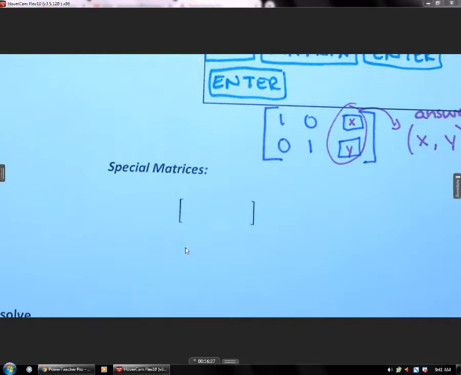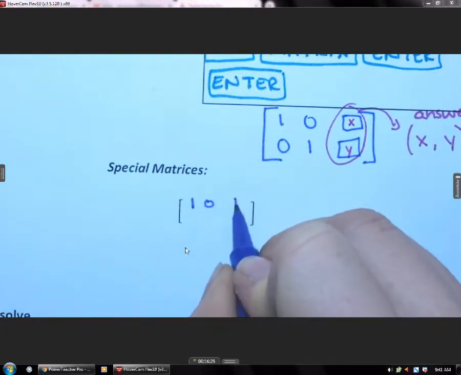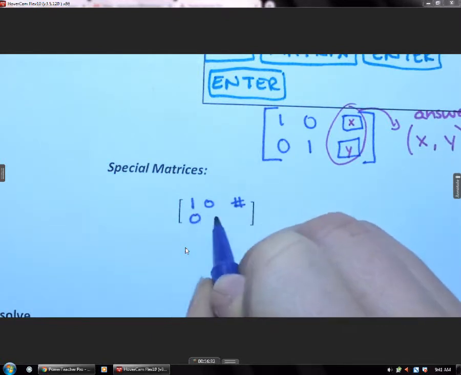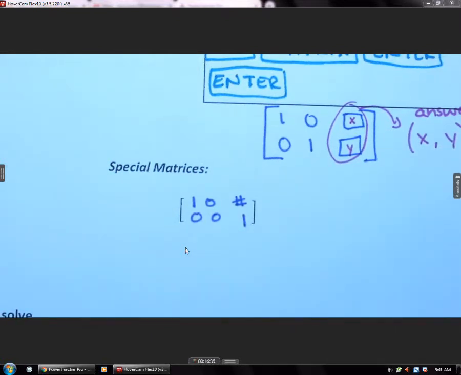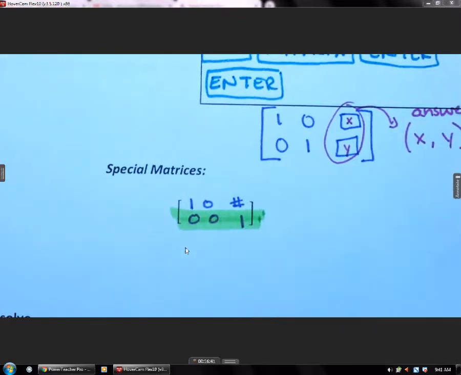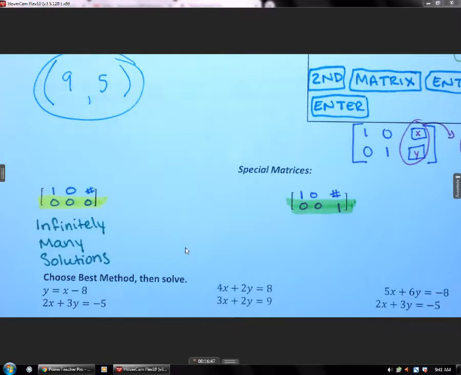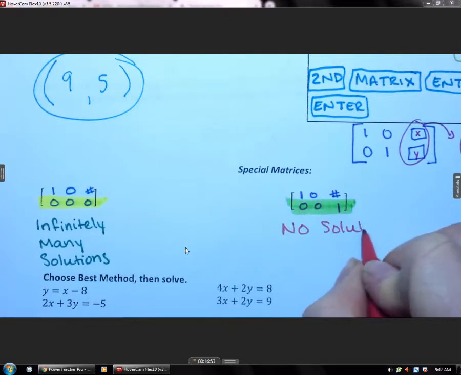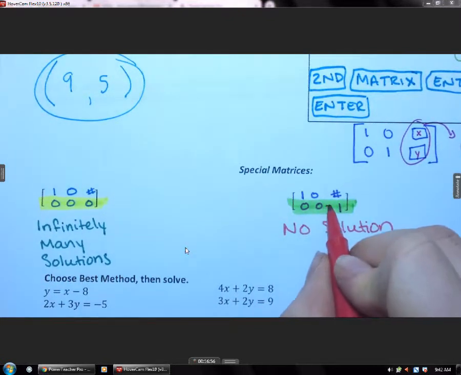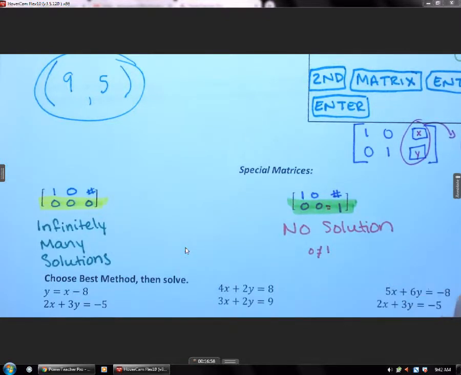Okay, the other special case is when you have a 1 and a 0 and a number, but then the bottom row says 0, 0, 1. They're not very different. There's lots of 1s and 0s here, so it's a little confusing. What do you think 0, 0, 1 is going to mean? Good job. This one means no solution. It's because it's kind of saying that 0 equals 1, and that's not true. If that helps you remember it. So this is no solution. This one would be infinitely many solutions.